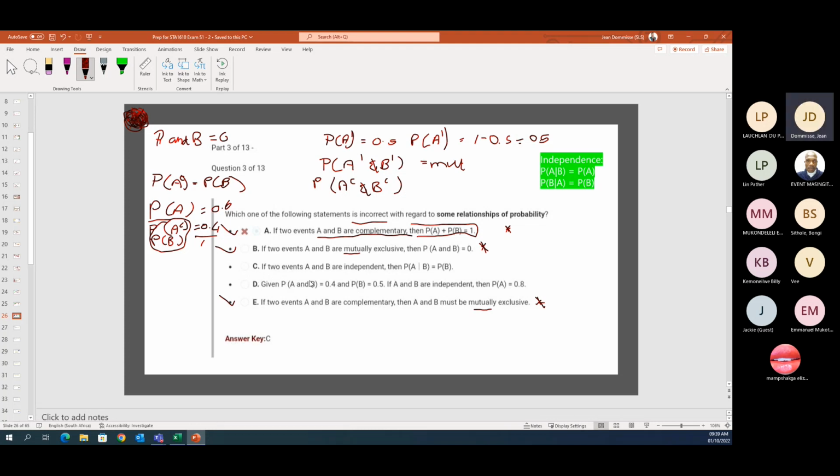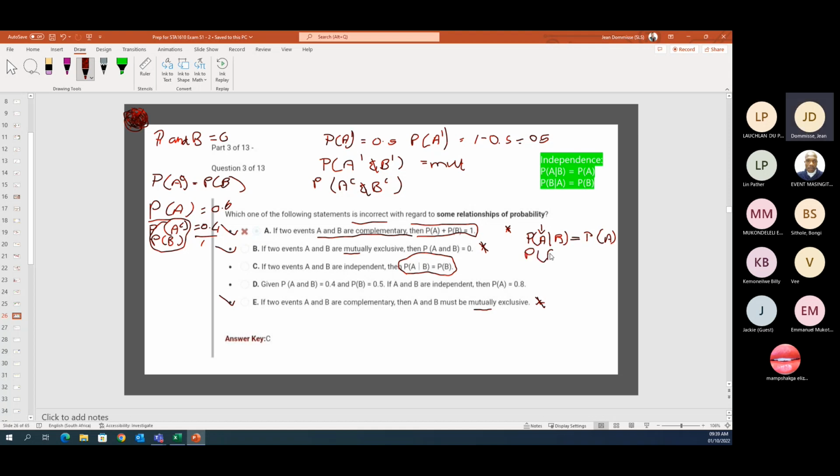Okay, so if two events A and B are independent, then the probability of A given B is equal to the probability of B. Okay, so that's why I've included the independence rules. And how I always remember this is the probability of A given B is always the probability of the first one. So of the first letter.